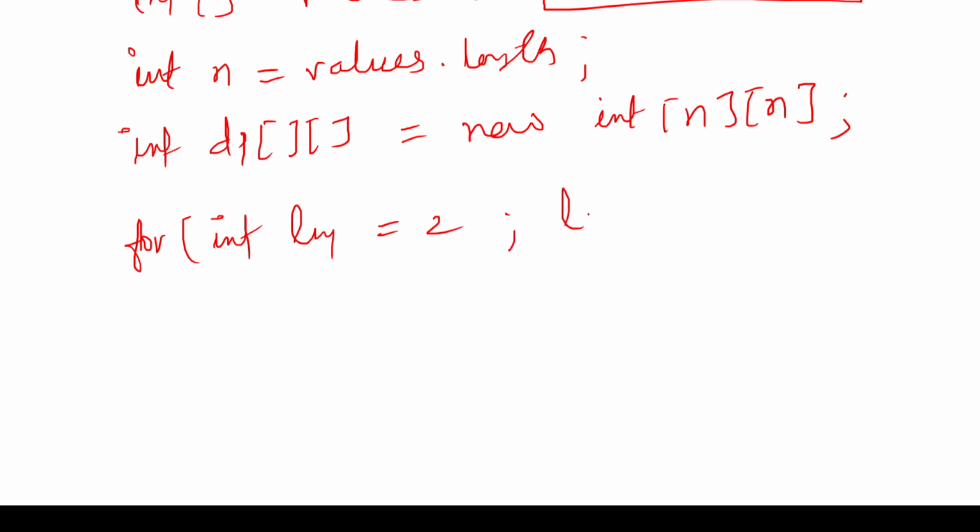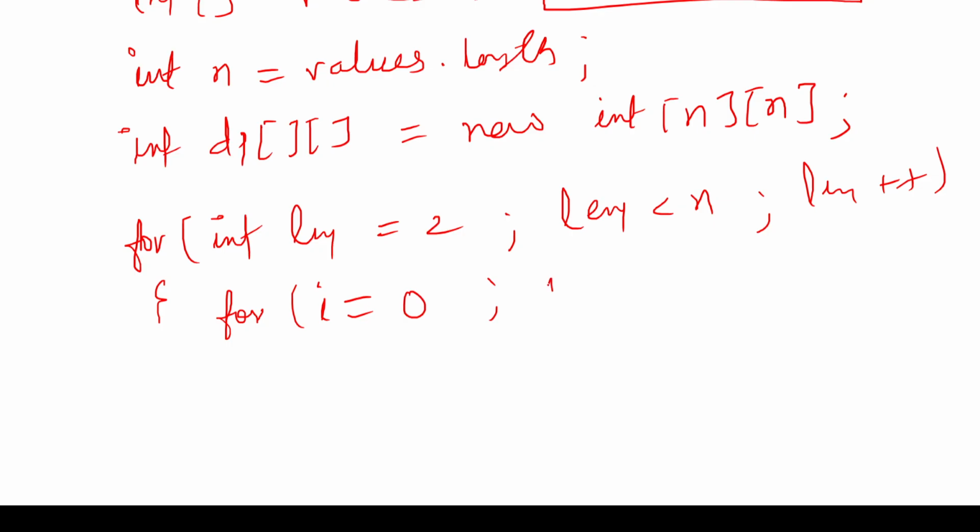It should go to length less than n, and length plus plus. Here we have to take a for loop, for i will start from 0, and i plus the length should be less than n, right? And then i plus plus. You understand, right? We will take the length, we have to divide into 2.